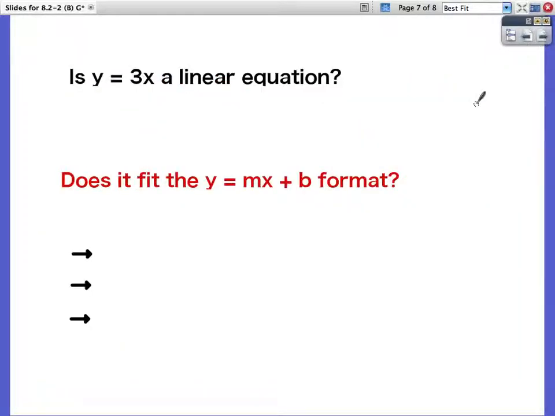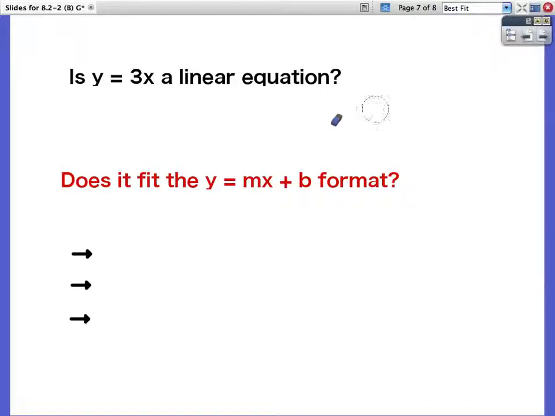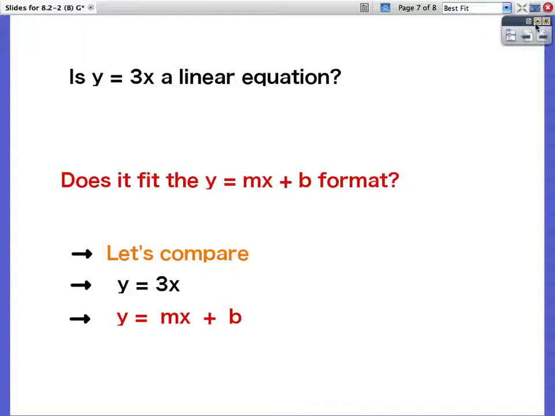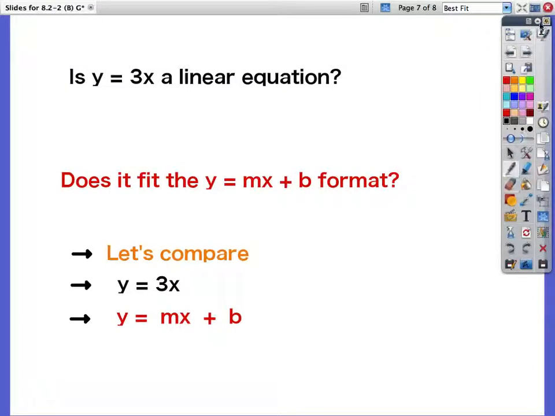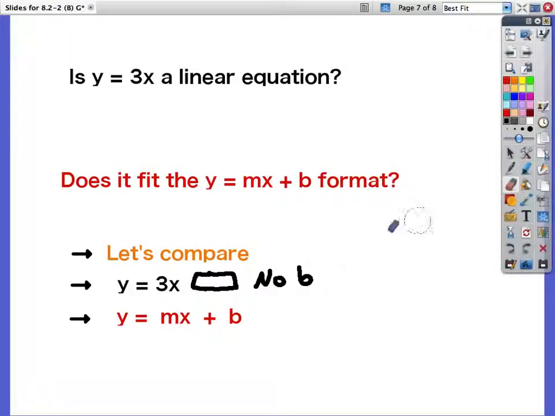And that question is, is this particular equation we came up with linear? Does it fit the y equals mx plus b format? Again, let's compare. So we have y equals 3x, and we're comparing that against y equals mx plus b. Now, right away, we notice that we're missing a b here. There's no b in this area. So what does that mean? Does that mean that it's not linear? Or does it mean that b might be a certain number that we just can't see?